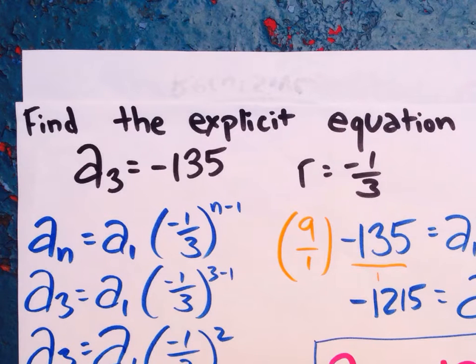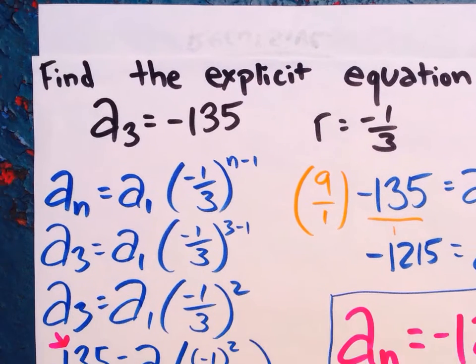Again, how do we find the explicit equation if we're given the third term, which in this case is -135, and the ratio, which is -1/3? How do we proceed? Well, here we've got our formula, and we're going to swap out a sub n for a sub 3 equals a sub 1. That's what we're looking for, times the ratio, which we know is -1/3, raised to 3 minus 1.